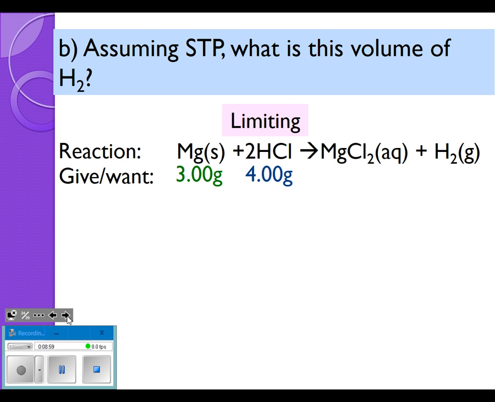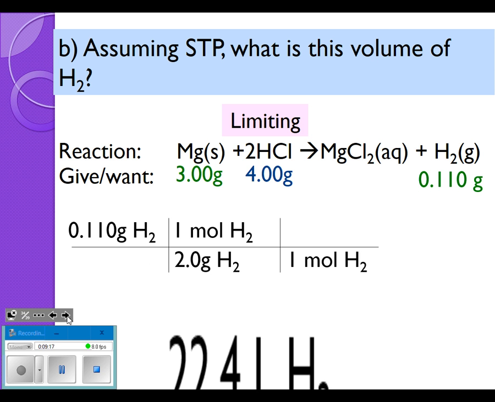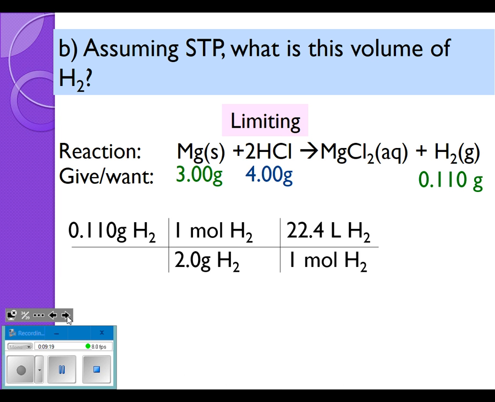So, assuming STP, what is this volume? We knew that we could get 1.10 grams of it. For every 2 grams, change it from grams to moles, and then we know for every 1 mole, there's 22.4 liters. That's actually a mole conversion, so just realize that that's not anything new. That's just taking an answer that you had gotten and converting it from one unit to another using moles. Okay? All right.